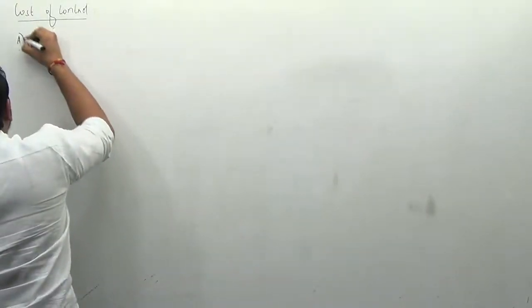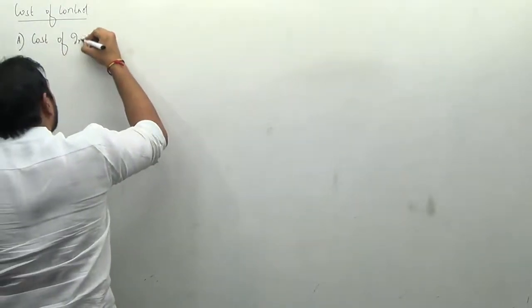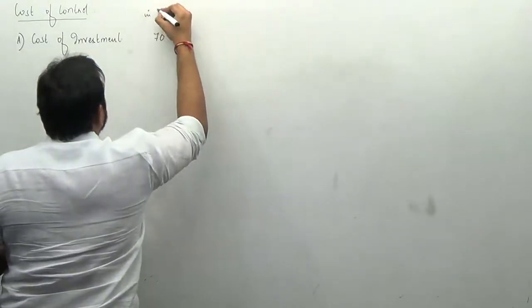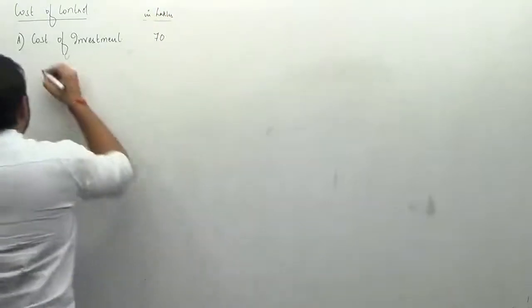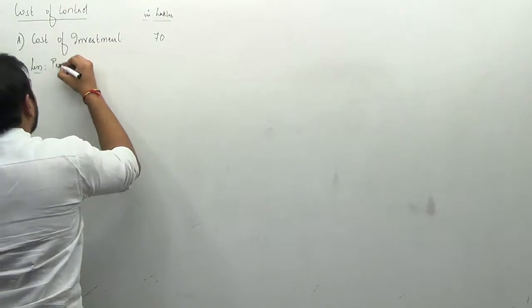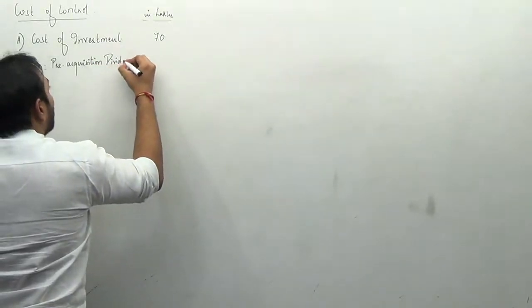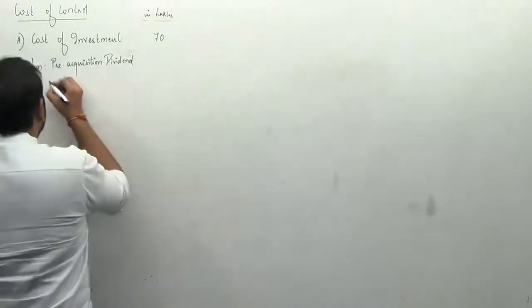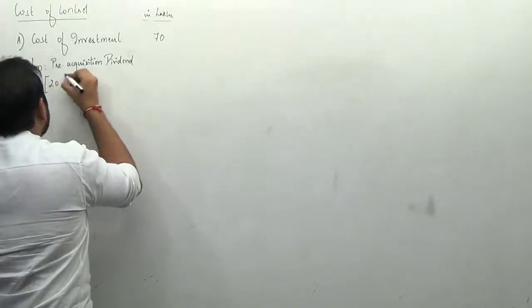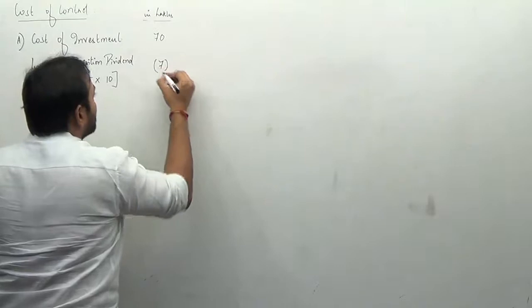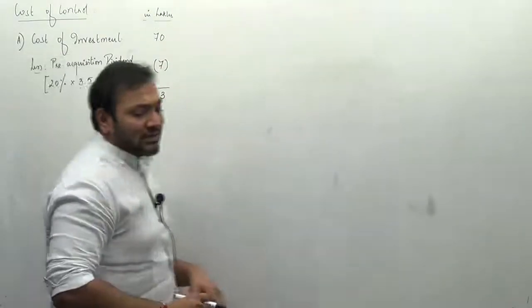So let's start first. Cost of investment, all rupees in lakhs: 70. Deduct pre-acquisition dividend. He was not a shareholder in the year 2011-12, but still he received the dividend for the year 2011-12. So the dividend received will be called a pre-acquisition dividend, and the dividend is 20%. So 20% of 3.5 lakh shares, each share of 10 rupees, pre-acquisition dividend is 7. So my cost of investment should be reduced to 63.